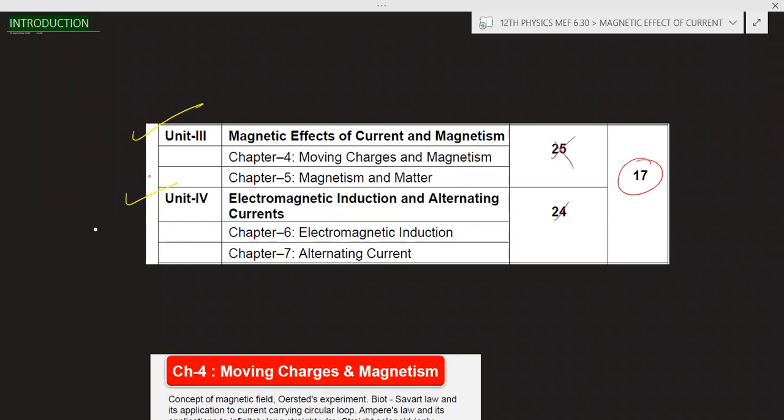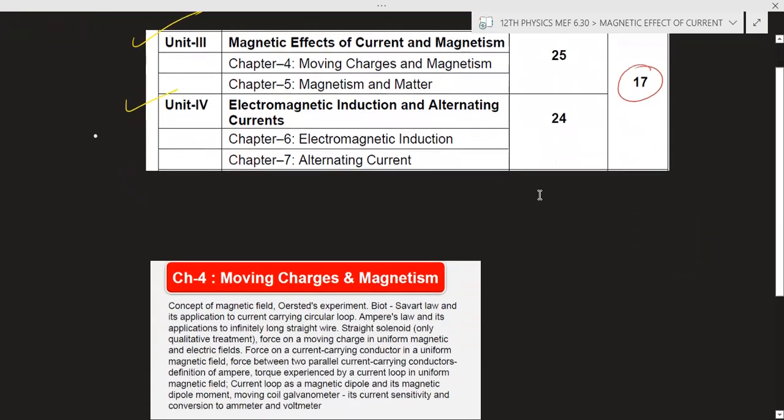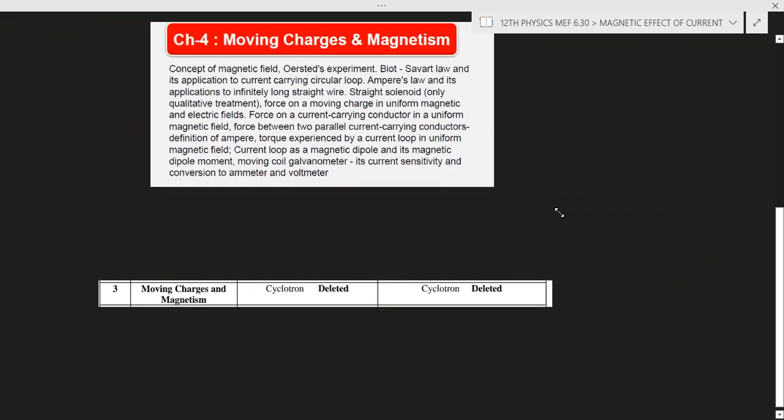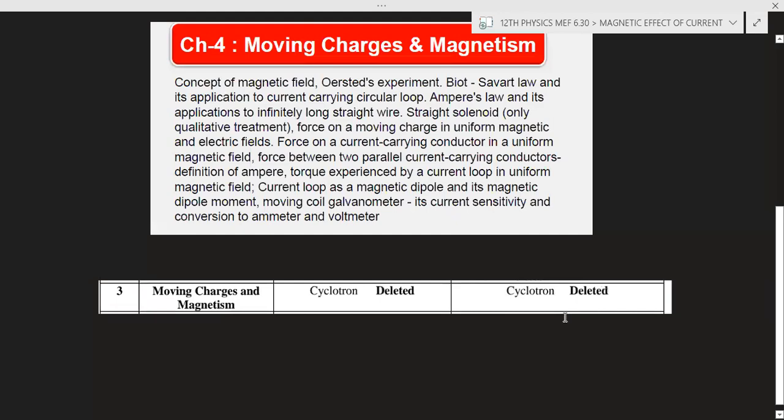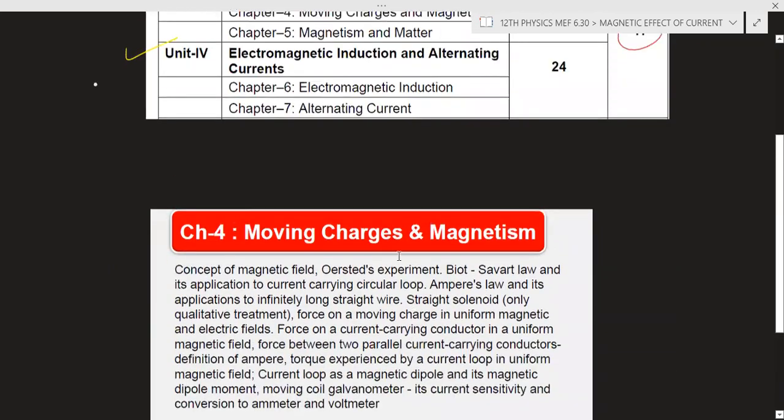So you will get 17 marks if you complete units 3 and 4. I think you may get 10 marks from one and 7 marks from the other, but it can vary according to the examiner. This is not certain. So first see the syllabus. This is the syllabus now, and when we study, we will get to know what is happening. And I want to highlight that cyclotron is deleted. Cyclotron was earlier part of your syllabus, but now it is deleted.